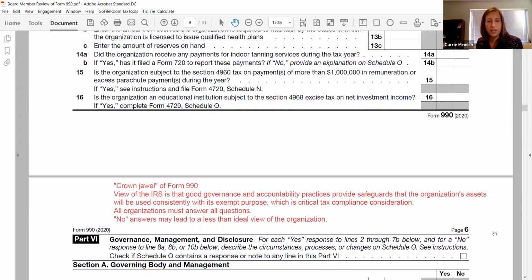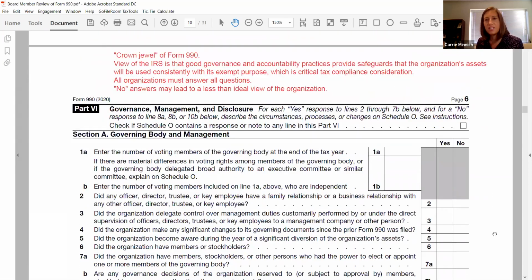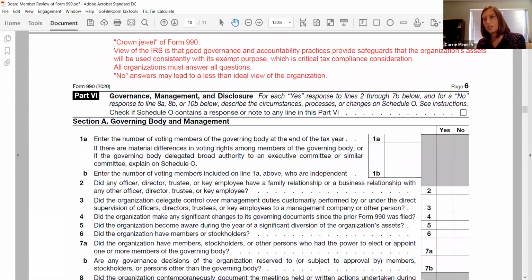And then moving down to the next part. I'm going to spend a little bit more time on this section. So governance, management, and disclosure. This is what the IRS calls their crown jewel of Form 990. Back in 2008, when they redesigned Form 990, this section was new. Never before had the government asked such detailed questions on internal operations. So some people weren't very happy about the questions that they were asking.